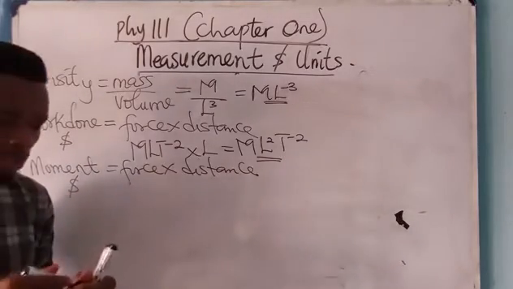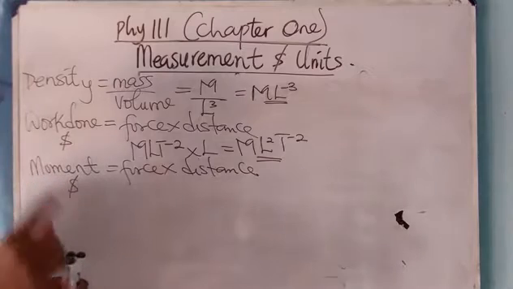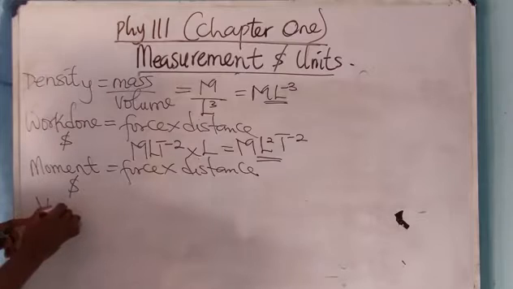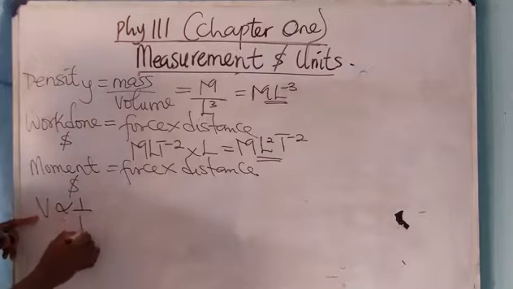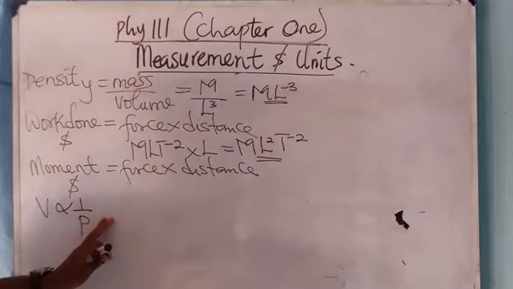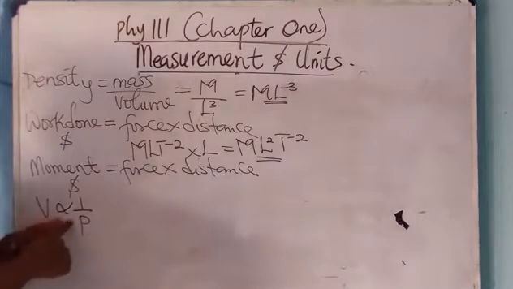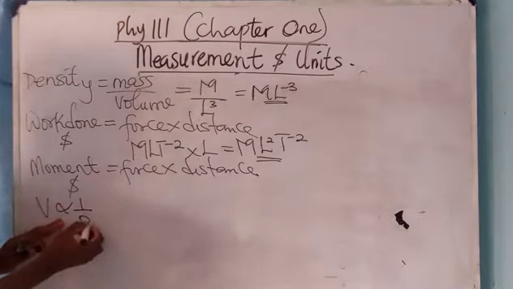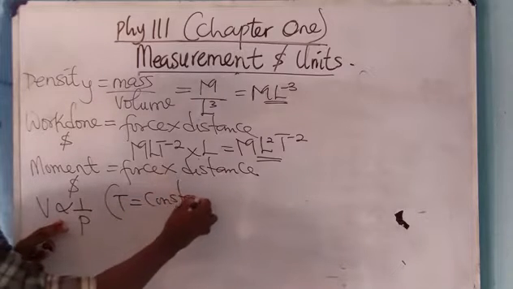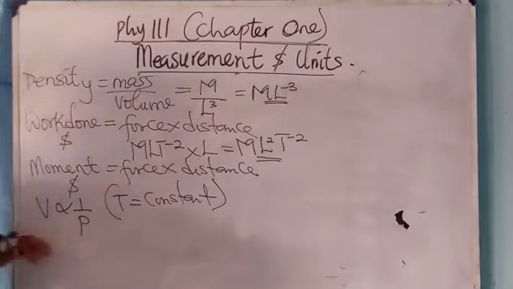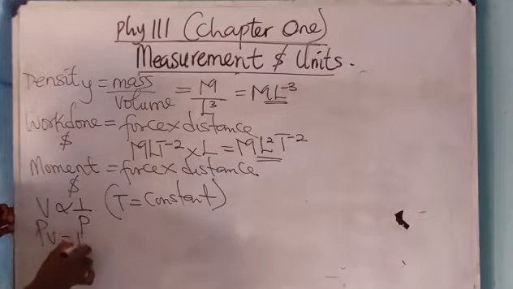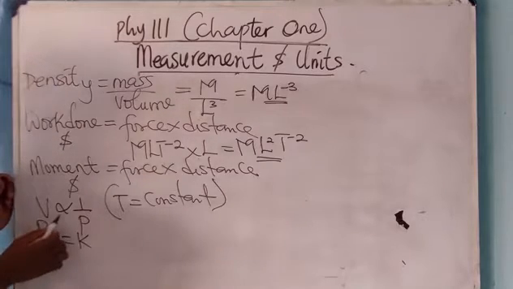You know, Boyle's law states that the volume of a given mass of a gas is inversely proportional to its pressure, provided that the temperature is kept constant. Now it means that PV equals K, because if I eliminate this proportionality sign, I'll produce it.